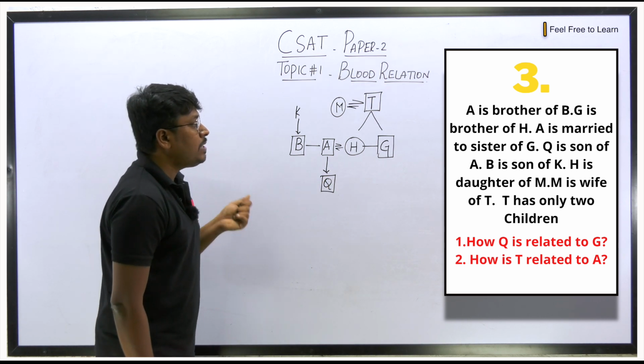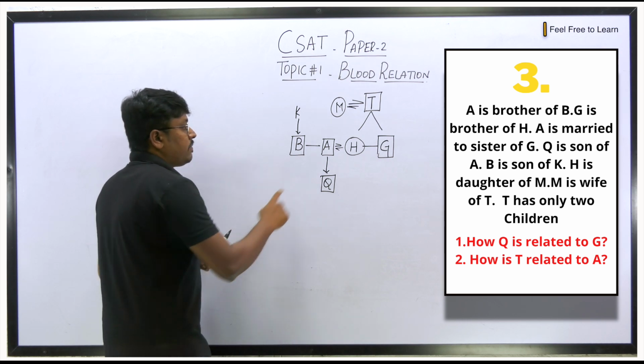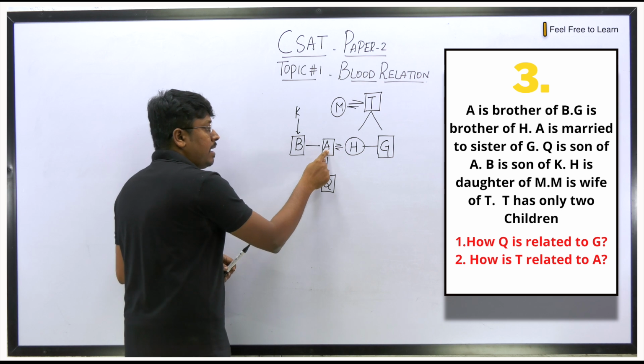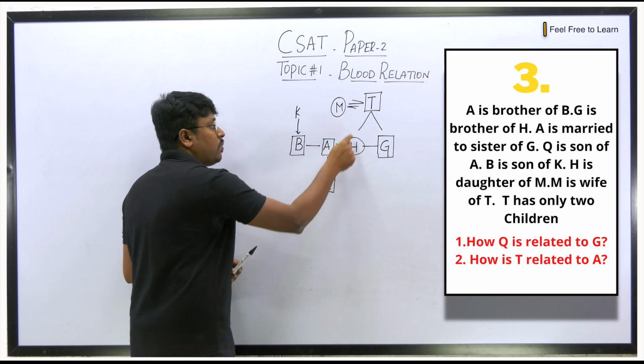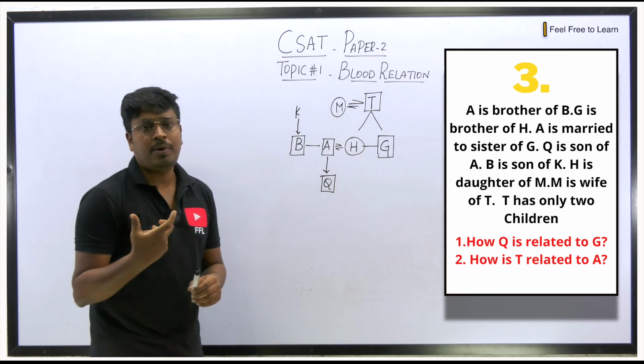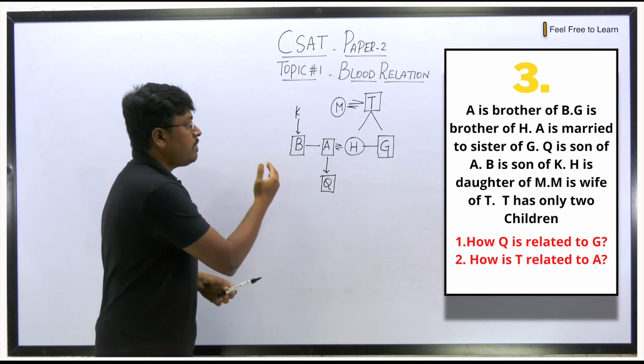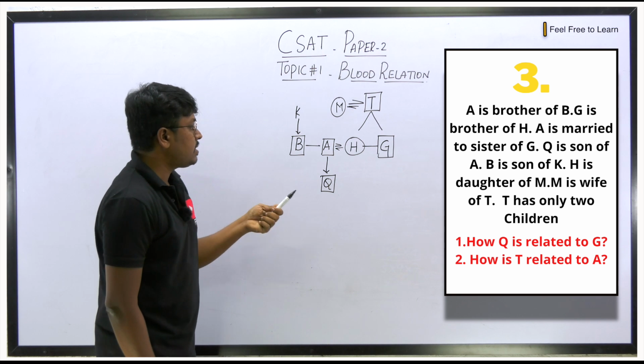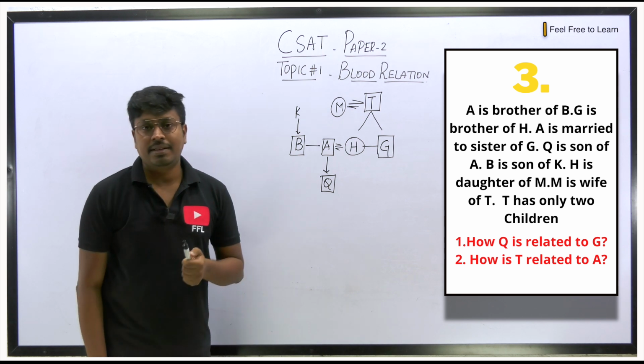Second question, how is T related to A. From A, our target is to find the relation of T. From A, H will be the wife. So wife's father should be called father-in-law. So from A, the relation of T is father-in-law. So the answer for the first question is nephew and the second question is father-in-law.